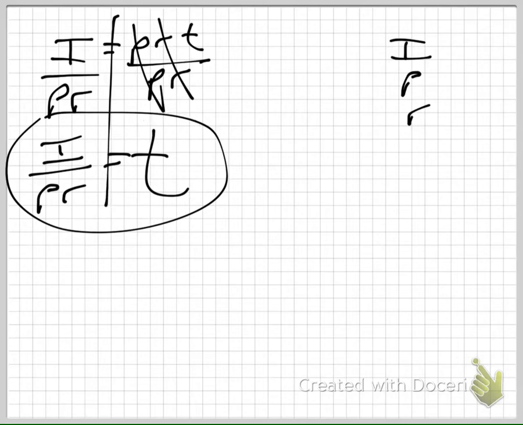If I knew interest, principal, and rate, there it is. T equals interest over P times R. That is the new formula. You would plug in interest, principal, and rate, and whatever that came out to equals the time. Right? Okay, what if I did this?